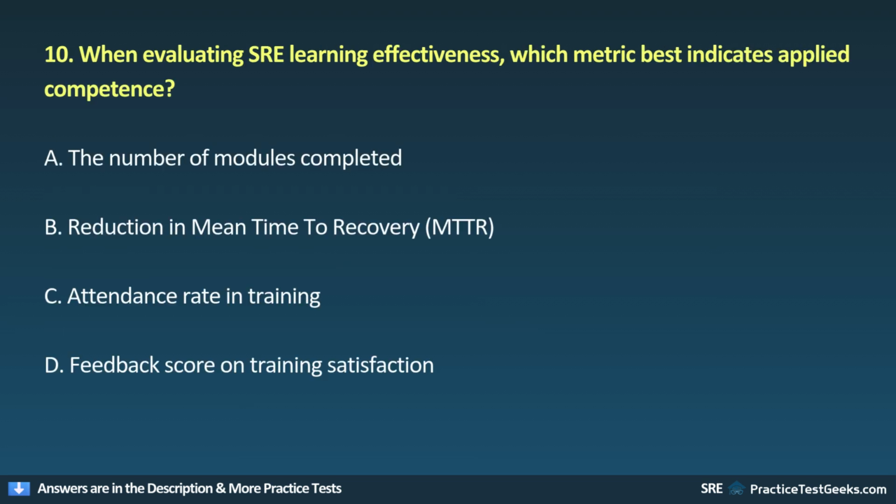10. When evaluating SRE learning effectiveness, which metric best indicates applied competence? A. The number of modules completed. B. Reduction in mean time to recovery. C. Attendance rate in training. D. Feedback score on training satisfaction.